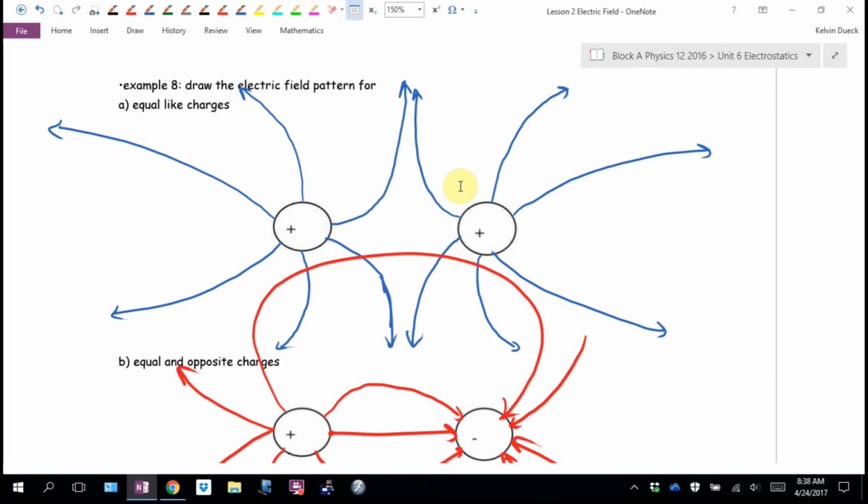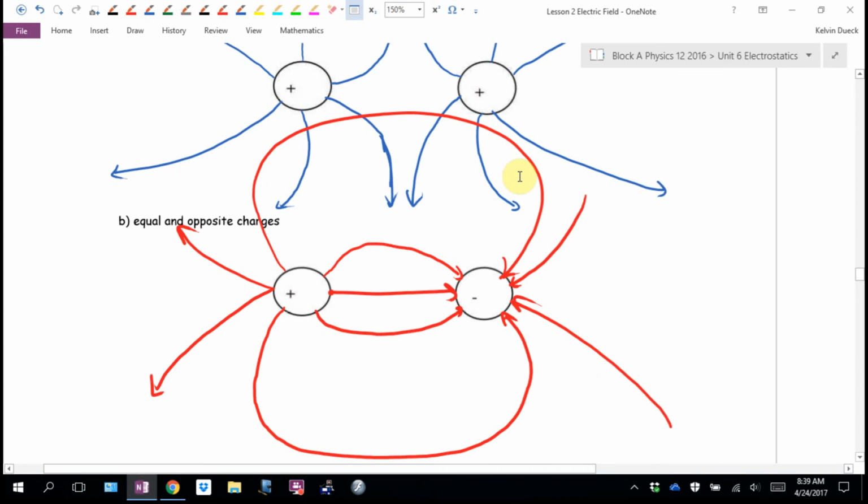A great multiple choice question that you'll see time and time again is I'll give you a picture of an electric field, but I won't label which charges are which, and a multiple choice question would be which charges are positive, which charges are negative, and I'll give you a bunch of different ones to pick from. You'll see that in your big package quite a bit.